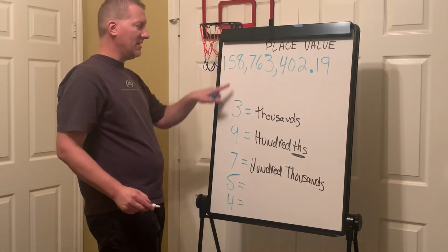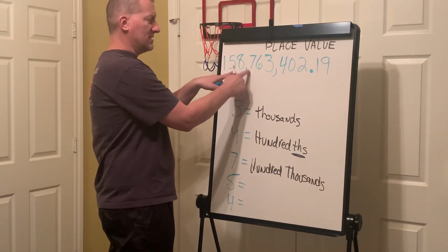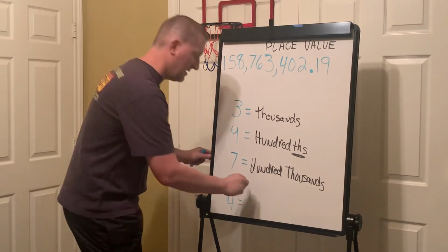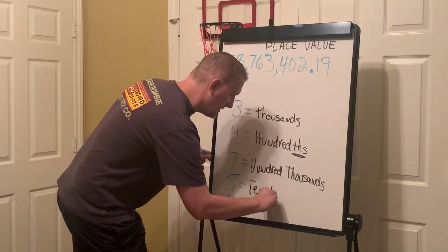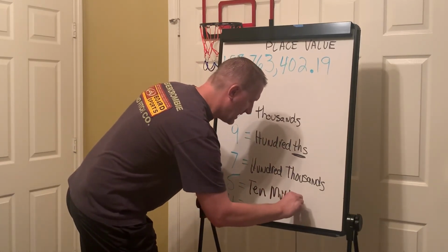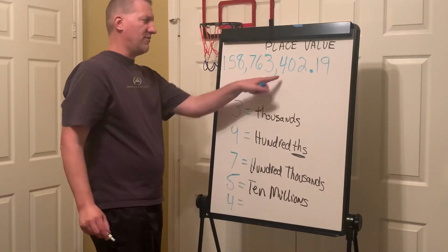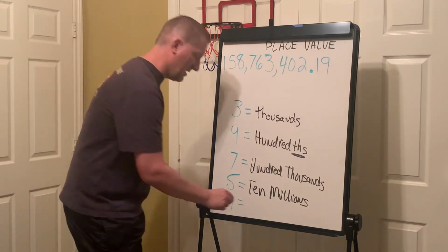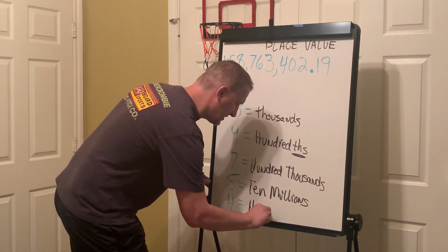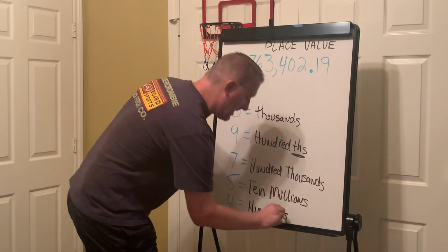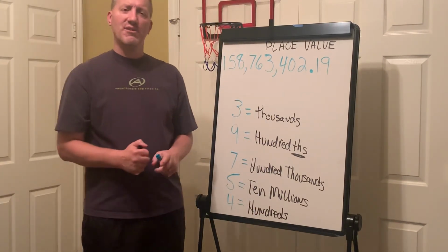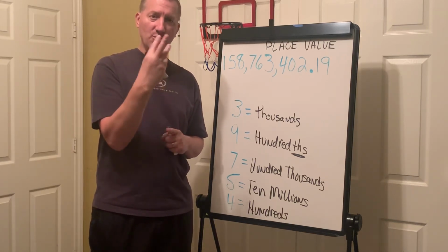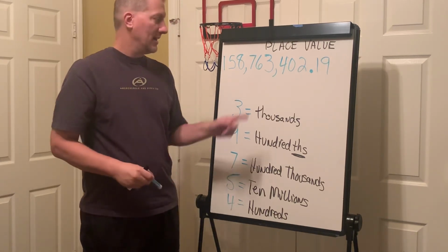The 5, now that's more than the 100,000, so that would be the millions, and it would be the 10 millions place. And the last one, the 4, should have been an easy one. You got the 1s, the 10s, and the hundreds. It was in the hundreds place. Okay, hopefully you got all those 5 right. If not, if you miss more than 1, so if you miss 2, 3, 4, or 5 of those, go back and study these.